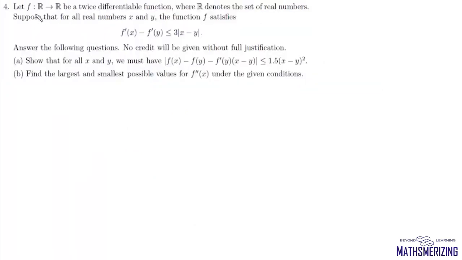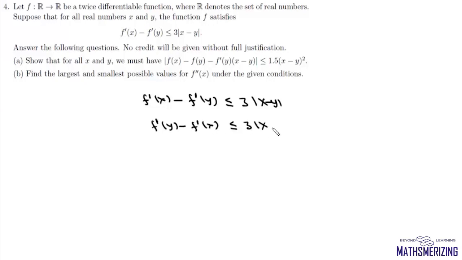Now, question number 4 is, the function f is defined from R to R and it is a twice differentiable function such that mod of f dash x minus f dash y is less than or equal to 3 times mod of x minus y. Now, if we interchange x and y, we can write this as f dash y minus f dash x is less than or equal to 3 times mod of x minus y. So from here we can clearly say that mod of f dash x minus f dash y is less than or equal to 3 times mod of x minus y.